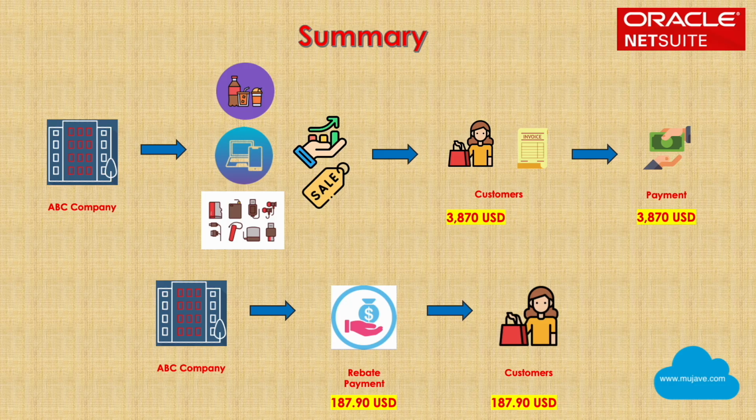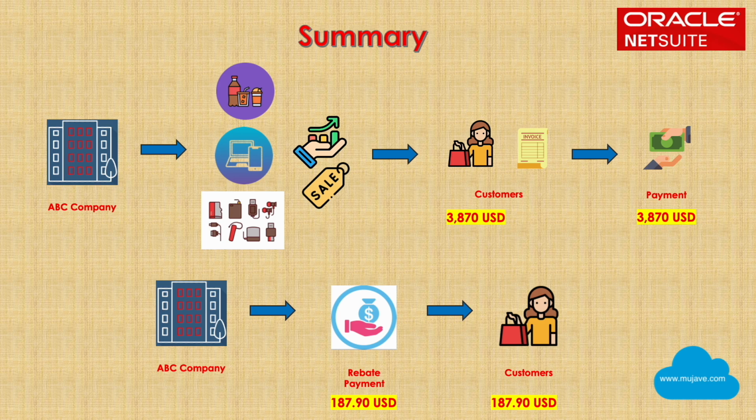Summary so far. Let's quickly recap the process in simple steps. 1. Sell the products, done. 2. Receive the payment, done. 3. Check for rebate agreement, yes. 4. Calculate the rebate, done. 5. Pay the rebate, planned based on schedule. This is the full rebate cycle.